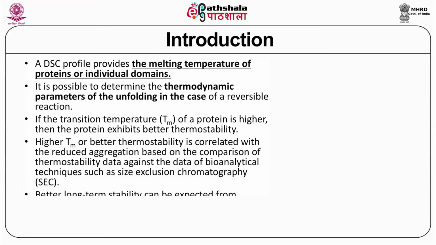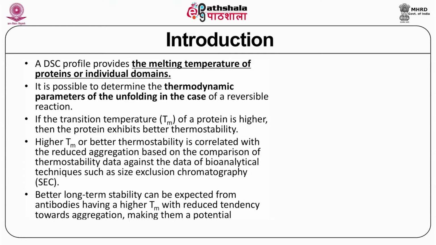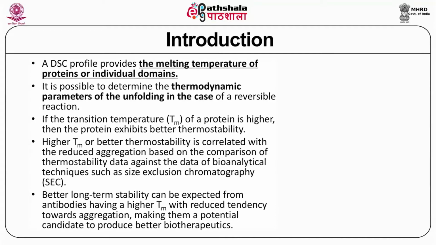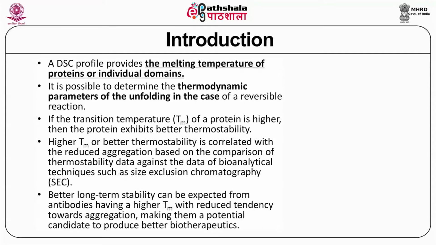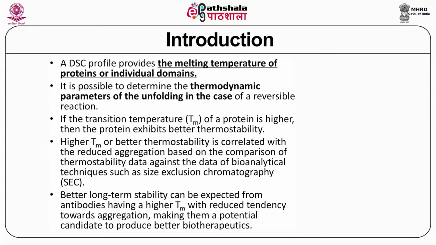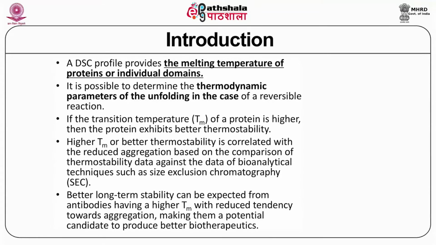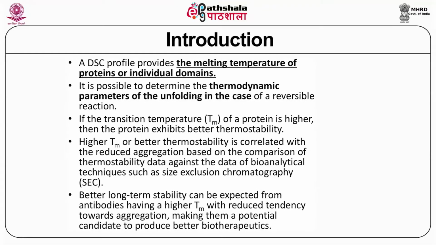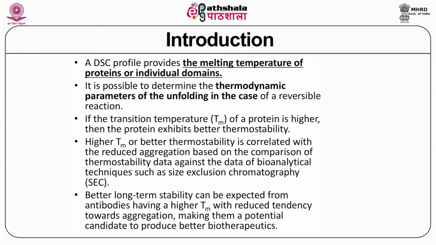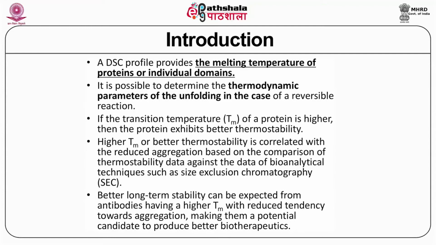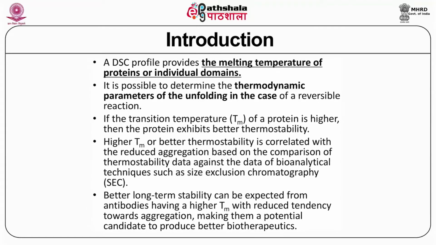But here it is possible to determine the thermodynamic properties of the folding and unfolding of a protein. Folding and unfolding is an equilibrium process, a reversible process in the case of proteins, and it can occur only when you change a parameter, for example temperature. The transition temperature Tm of a protein is higher when the protein exhibits better thermostability. If Tm is high, that is better, and if Tm is lower, the protein does not have much stability as compared to the original protein. This is one big advantage of DSC.